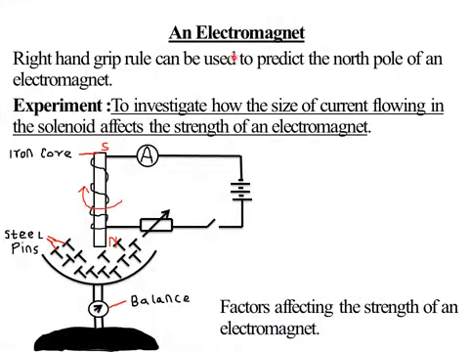Next, we look at an electromagnet. Now, what is an electromagnet? An electromagnet is actually a temporary magnet made by passing a direct current through a soft iron core. So that is an electromagnet. If you are asked to define an electromagnet, you simply say that an electromagnet is a temporary magnet made by passing a direct current through a soft iron core.